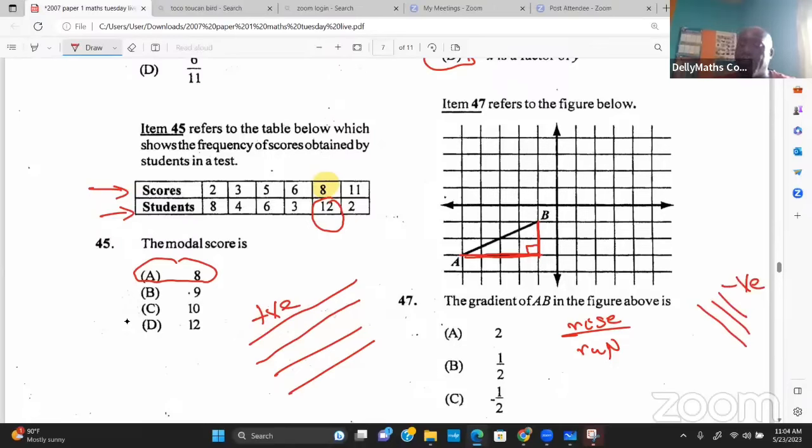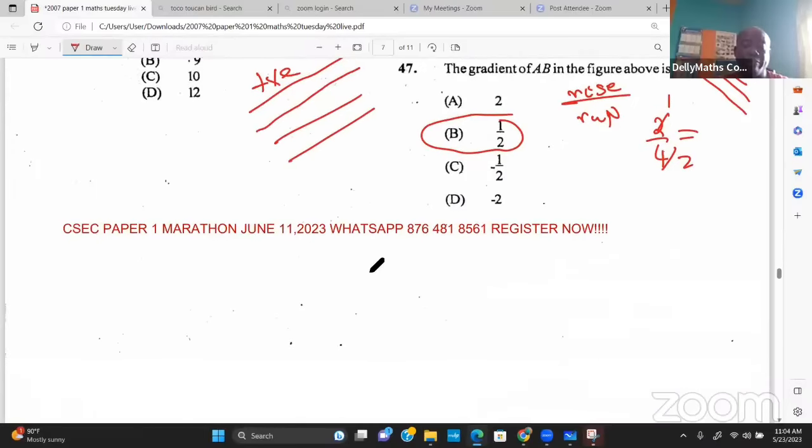Rise, how many units am I looking at going up? That's 2. How many units coming on horizontally? That's 4. So you want to set up 2 over 4. Cancel down by 2. 1 over 2. Positive 1 over 2. And that's my answer for 47 right there.